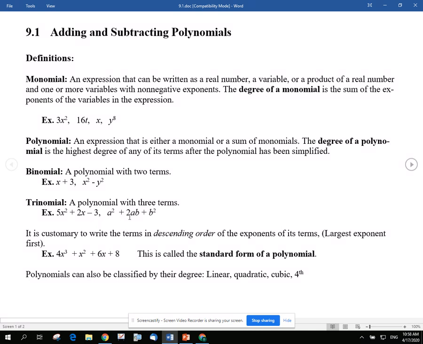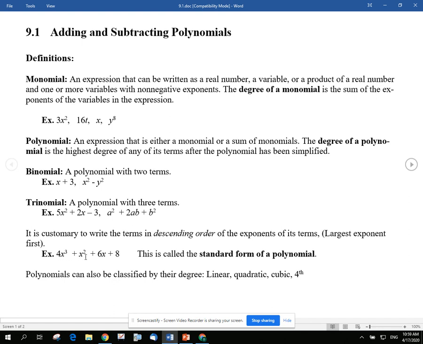A squared plus 2ab plus b squared would also be a degree of 2. In fact, each one of these terms has a degree of 2. Here's a degree of 2. 2a to the first, b to the first, add them up, that's a degree of 2. B squared, degree 2. It is customary to write the terms in descending order of the exponents of its terms, largest exponent first.